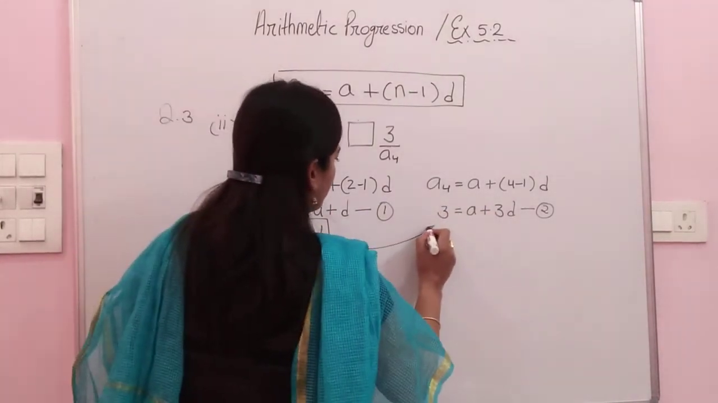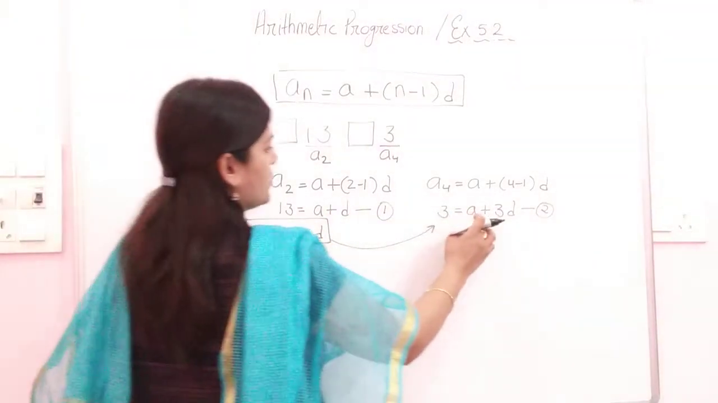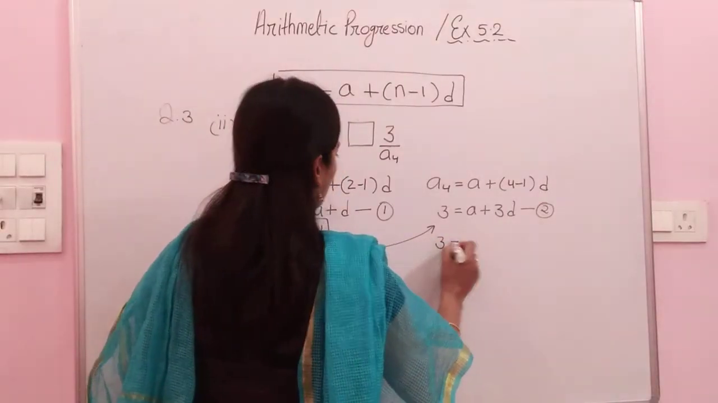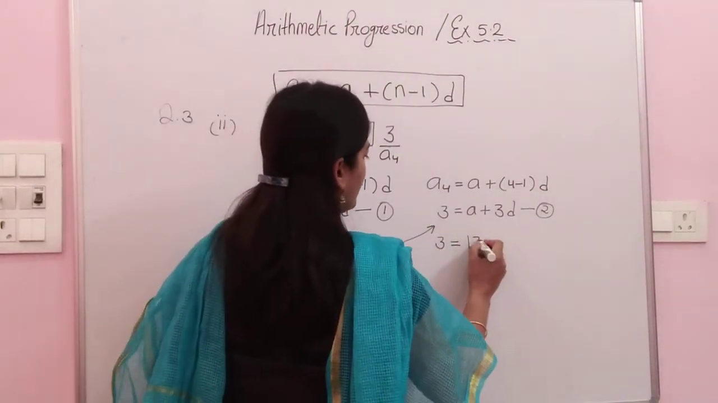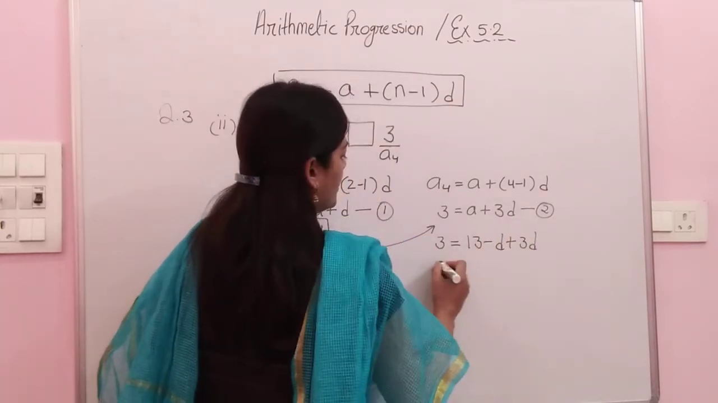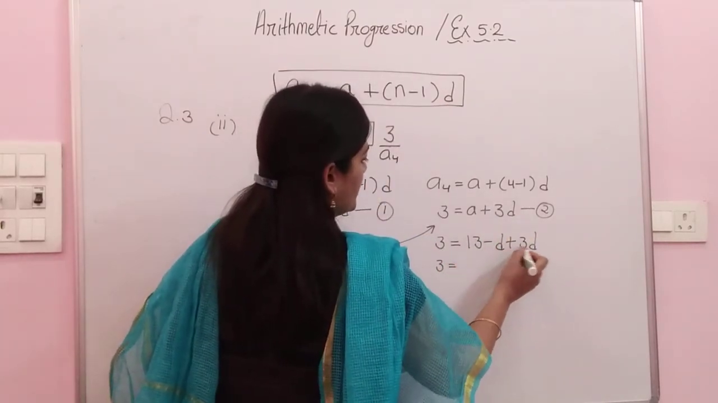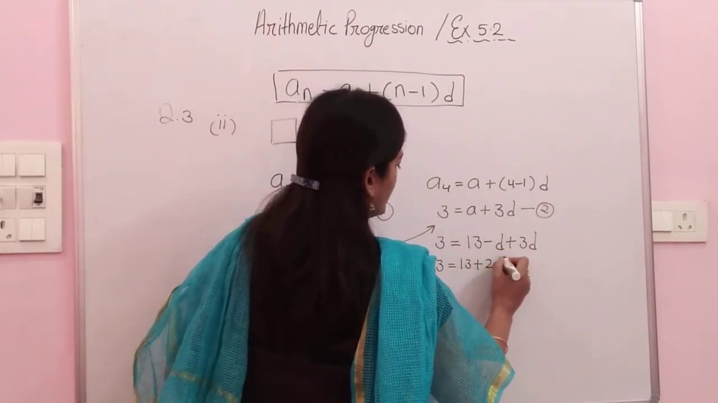I am substituting the value of A from equation 1 into equation 2. 3 is equal to... what is the value of A? 13 minus D. In place of A, I am writing 13 minus D plus 3D. It is the same as that. 3 is equal to 3D minus D. It will become 2D plus 2D.